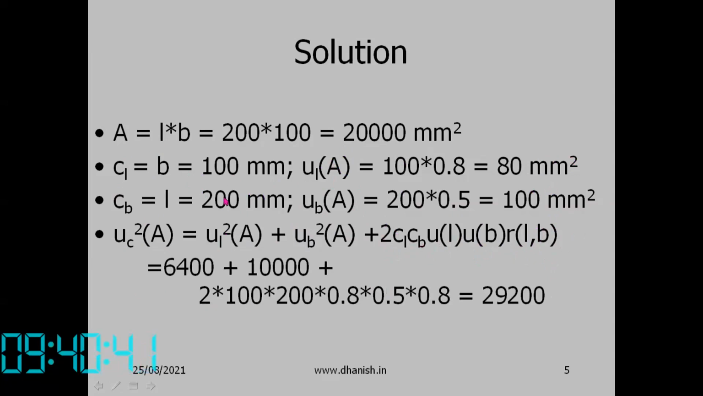Plus 2 into, if you are writing in this fashion, 100, then 200, then 0.8, then 0.5, into correlation coefficient 0.8. So sum of all this is 29,200. So combined standard uncertainty in area is 170.88 mm squared. Okay, so any doubt in this problem? Please ask.